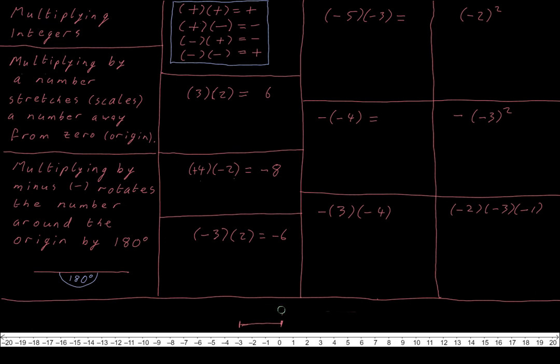So let's again put it into practice. We have minus 5 multiplied by minus 3 up here. Minus multiplied by minus I know should give me a plus, but let's see if that works out when we use our story. So we start at minus 5.